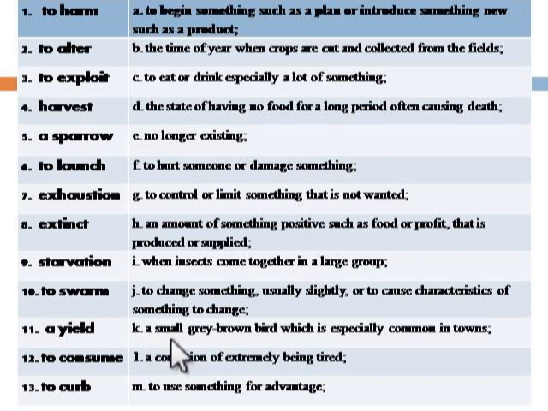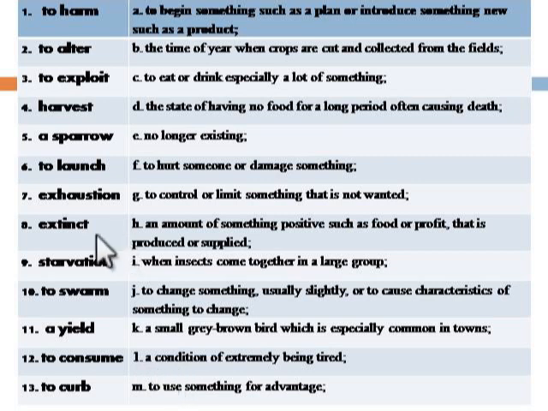We always, every day face this small gray-brown bird here in our town. Okay, the sixth, to launch. To launch, its definition is A, to begin something such as a plan or introduce something new such as a product. The seventh, exhaustion. The answer is the letter L, a condition of being extremely tired.